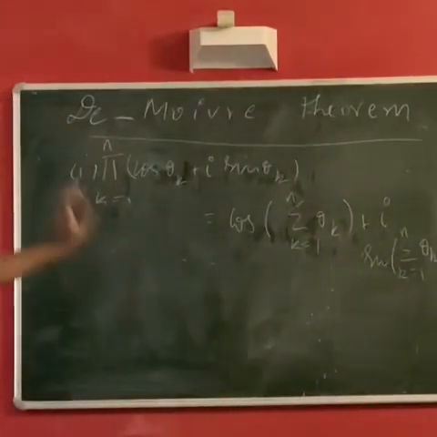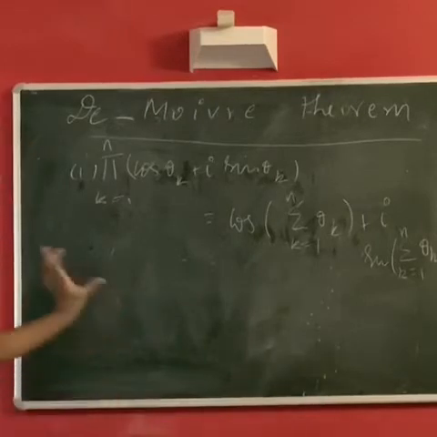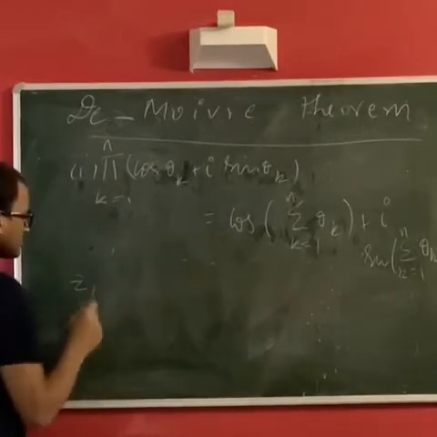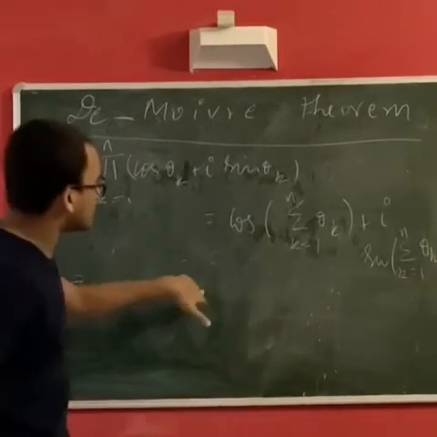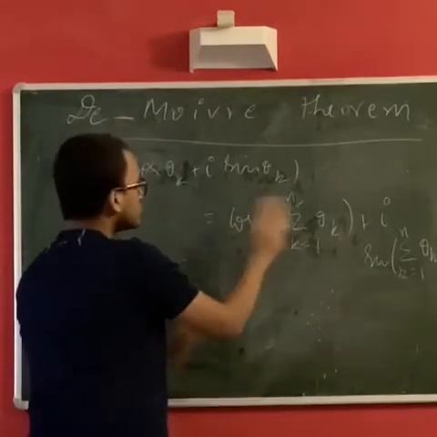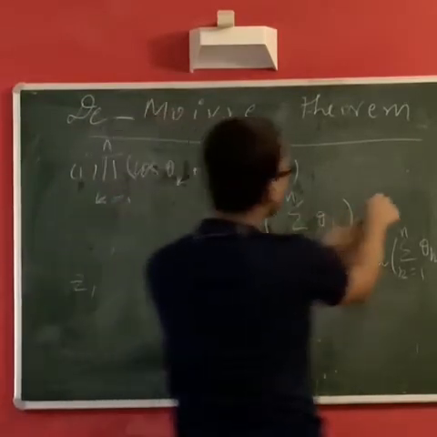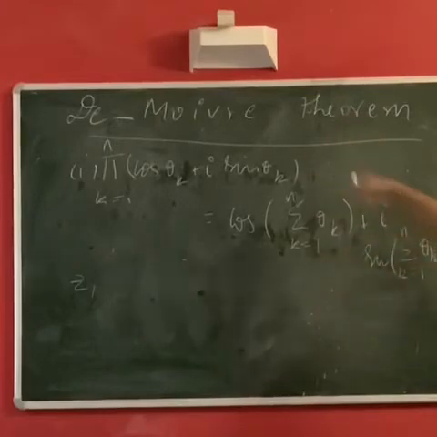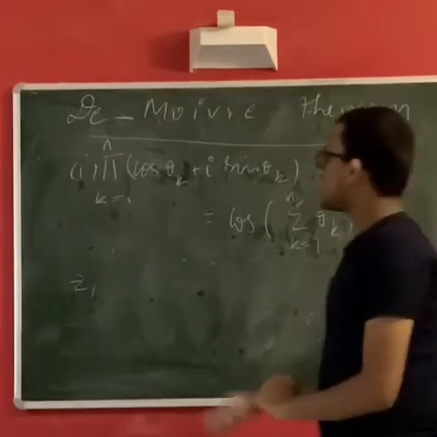To make sense of it, it's cos theta 1 plus i sin theta 1, say z1. The complex number z1 times z2 times z3 and so on up to zn is a complex number which is cos of the sum of all the arguments plus i times sine of the sum of all the arguments. That's all. It's a really simple statement, but if you go to write it, you will need to write it in such a long manner. But the statement is rather simple.